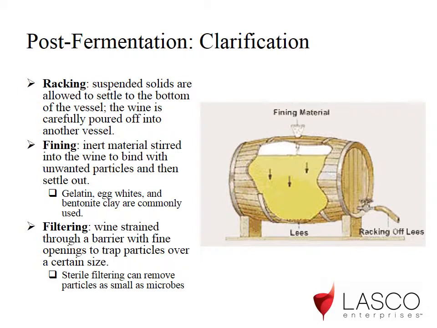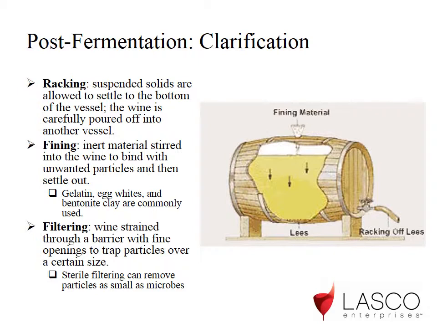Racking is the easiest and least intrusive of the clarification processes. Suspended solids are simply allowed to settle to the bottom of the vessel, and then the wine is carefully poured off into another vessel. Several rackings may be conducted over time, resulting in clearer and brighter wine.